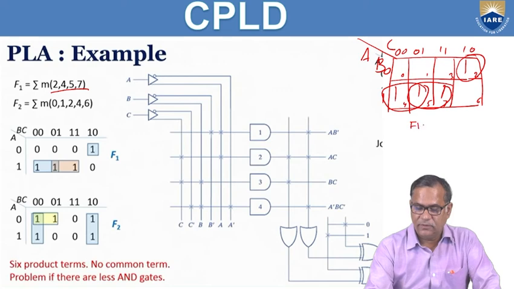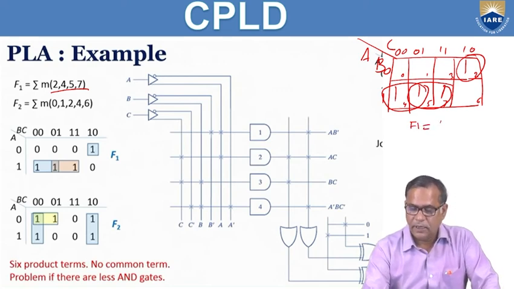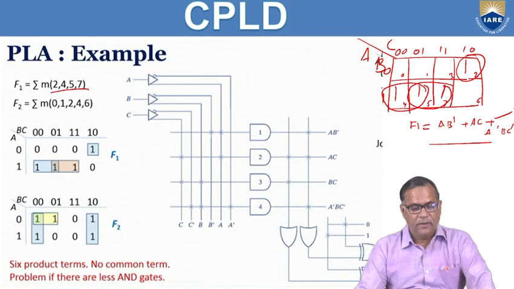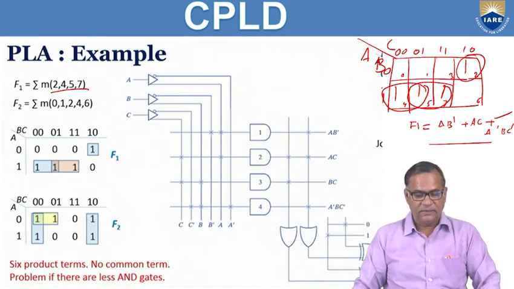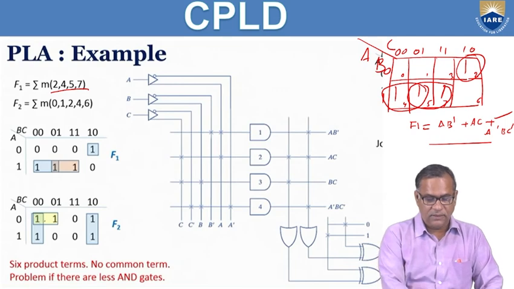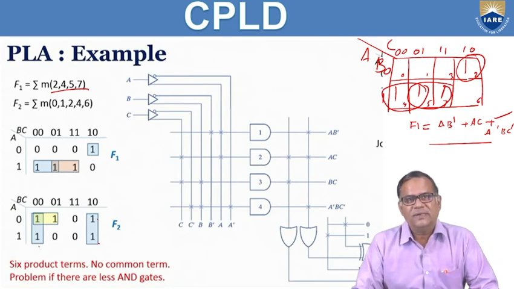So you get the function like F1 is equal to AB bar plus AC plus A bar BC bar. So this is F1, right? Now F2 contains 0, 1, 2, 4, 6. So you have taken 0, 1, 2, 4, 6. So you have more number of ones here.